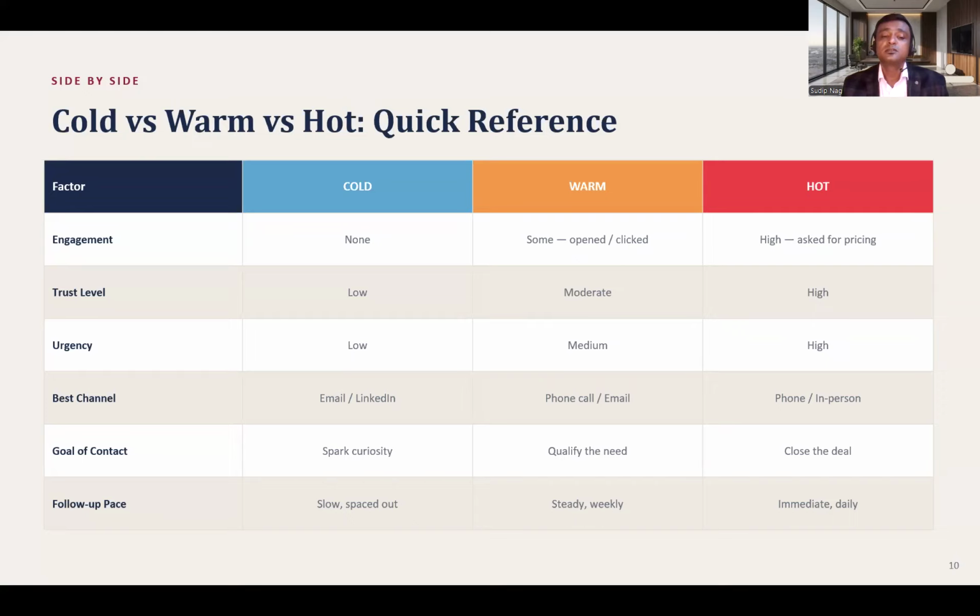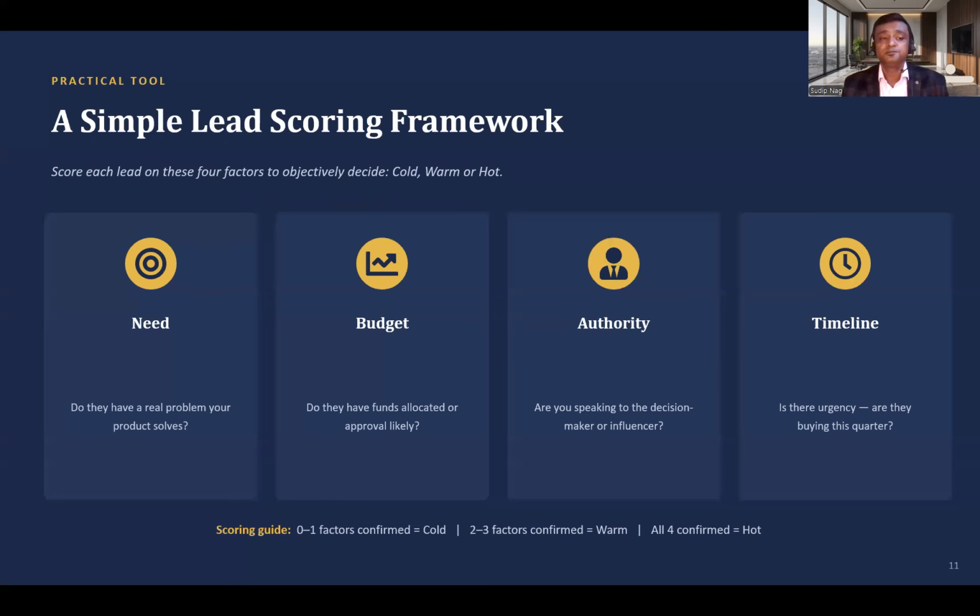And follow-up pace is slow for cold leads because they're not urgent, so let's not push and spoil the relationship. And here, in warm leads, it's steady, weekly and sometimes. And here, for hot leads, it's immediate and fast.